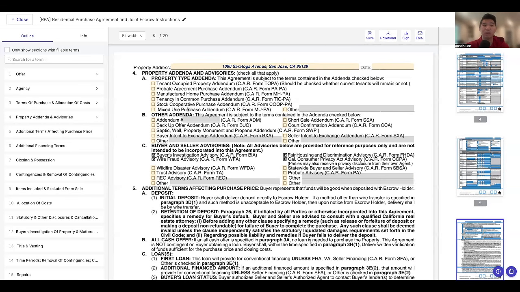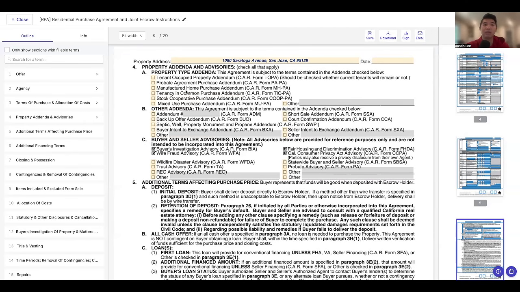Next thing is the probate agreement purchase. This is if you are buying a property from the bank, right? If the seller foreclosed on the property, now the bank has sold the property. So you're not buying from a traditional seller. Manufactured home purchase addendum. This is if you're buying a mobile home.